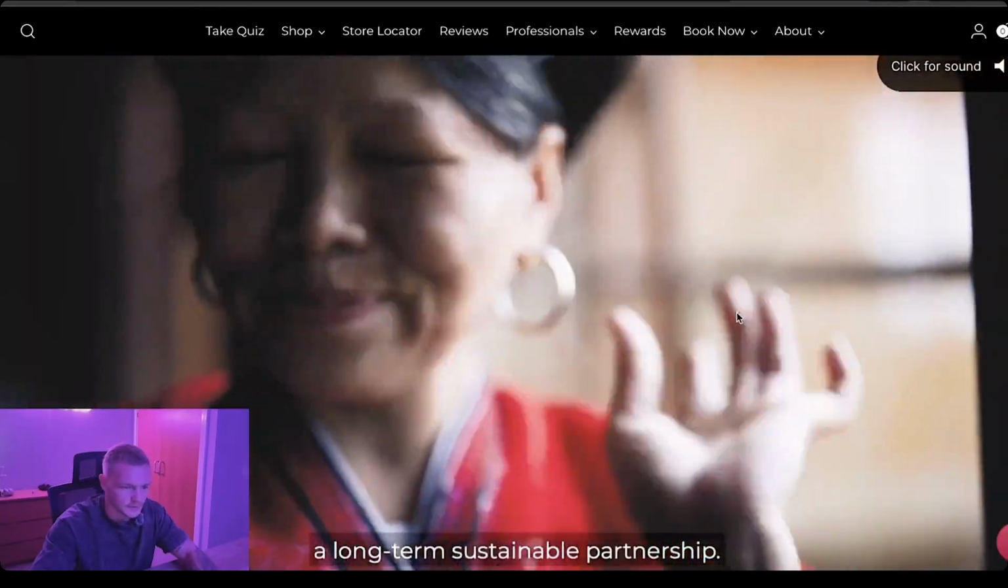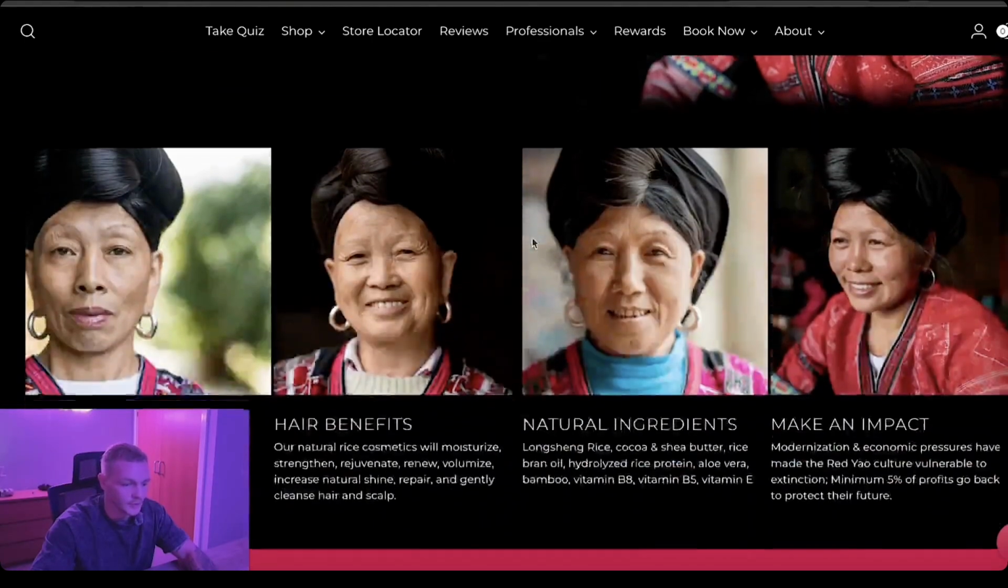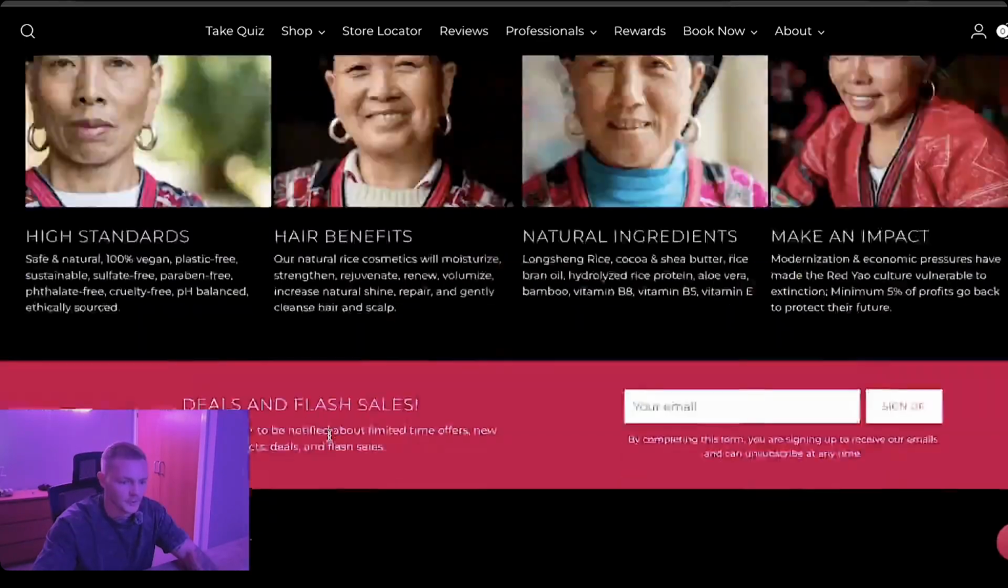Here we go. Like this. I don't know if it's Tibet or something. I don't want to be racist, but yeah. So they've got this really cool hair product that's for hair growth and making it thick.